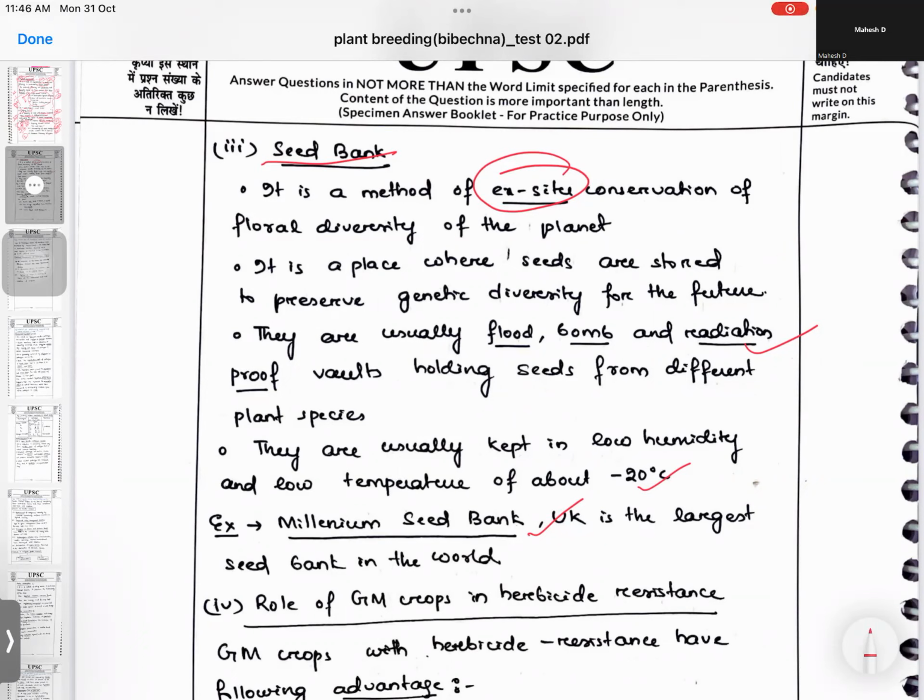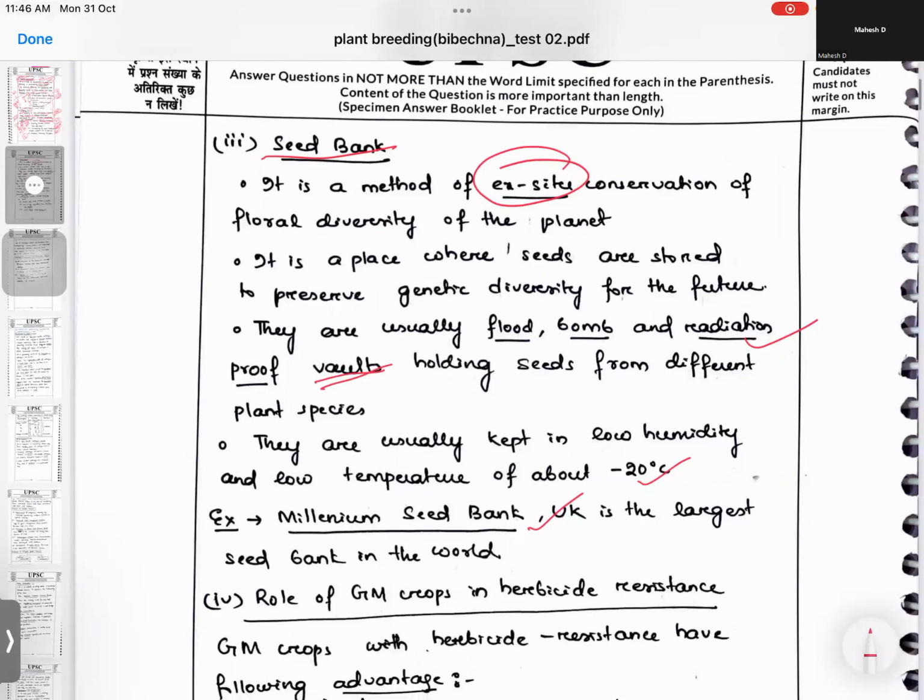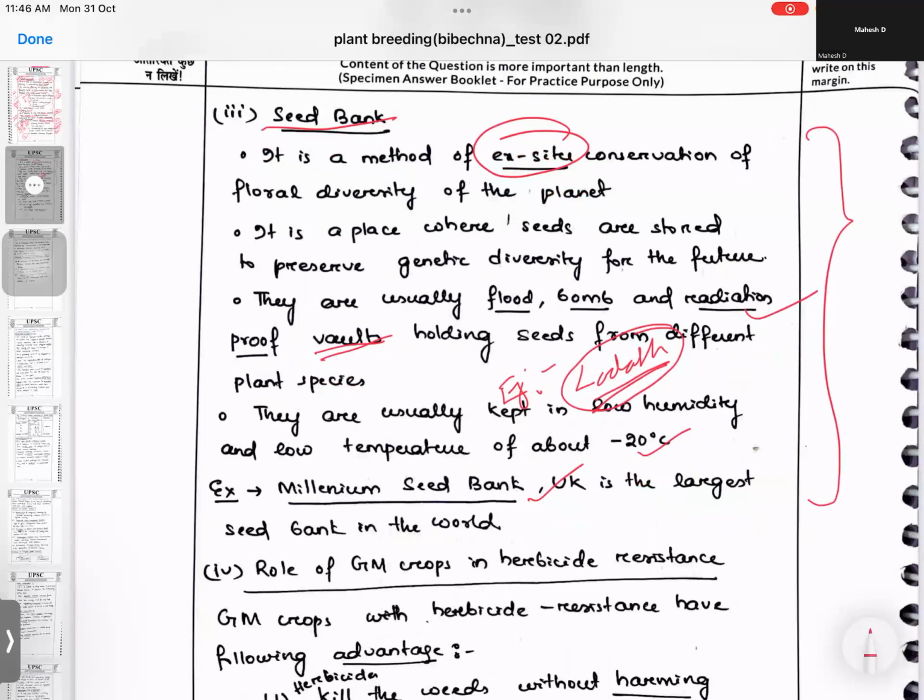It is a method of conservation. You have given a decent example, because there is very little space. You could also have written about Svalbard and Ladakh in India, and our different places like NBPGR. There is no space, so you have done decently well.